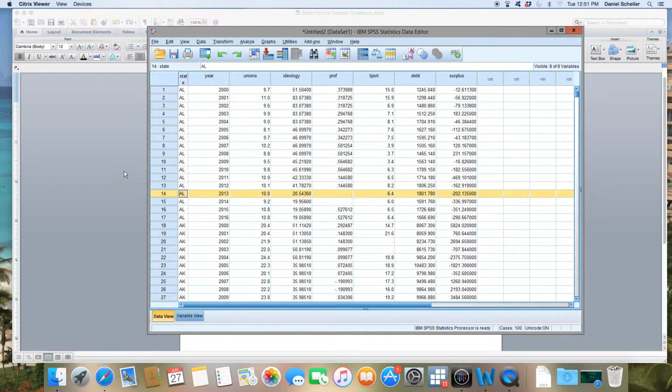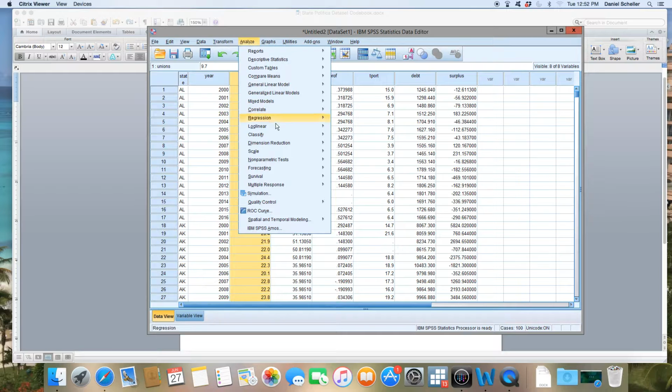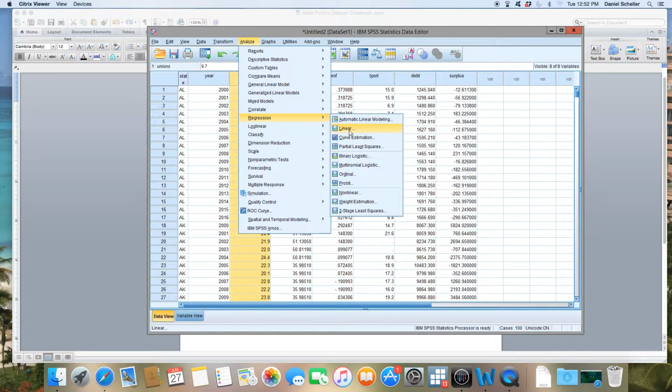If you want to run a bivariate regression, for example, let's hypothesize that state government ideology is a function of the percent of the workforce that's unionized. One could hypothesize that the more unionized a state, the more liberal its state government is going to be. To run a bivariate regression with these two variables, with ideology as the dependent variable and unions as the independent variable, you go to Analyze, Regression, Linear.